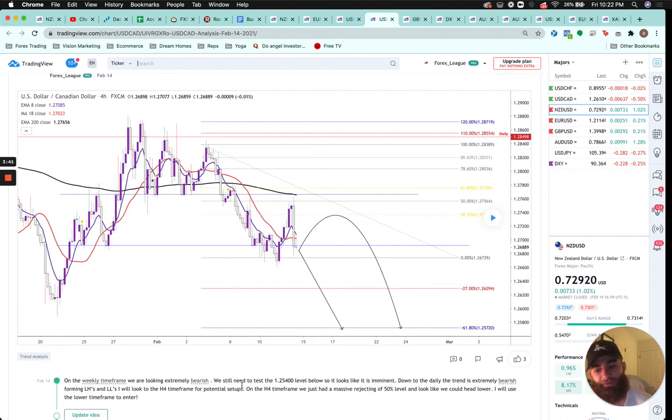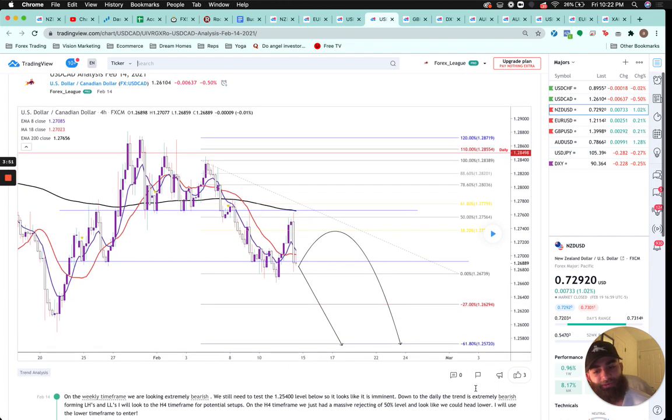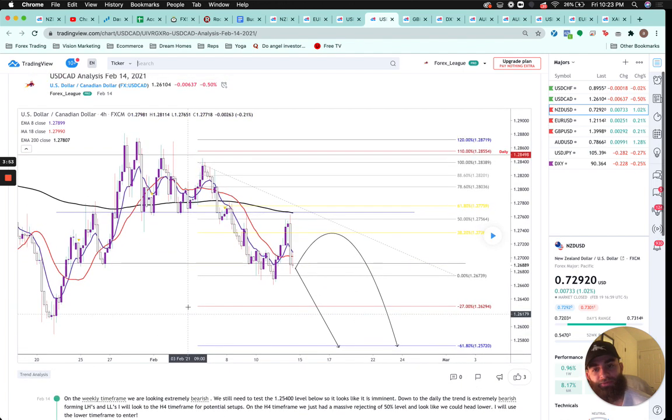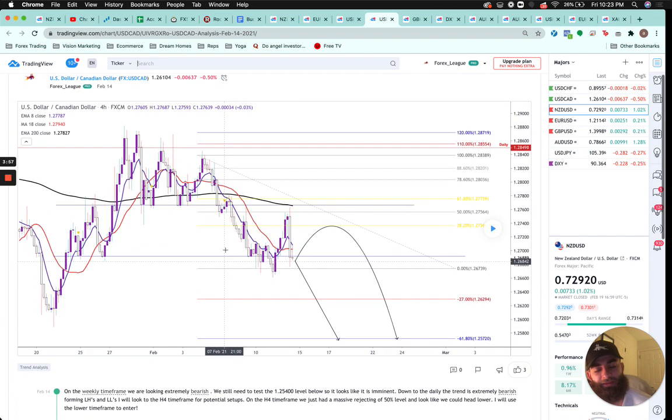On the weekly time frame, we're looking extremely bearish. We still need to test the 125,400 level below. It looks like it's imminent. Down to the daily, the trend is extremely bearish as well, forming lower highs and lower lows. I will look to the 4-hour for potential setups. That's where we're at on this one.